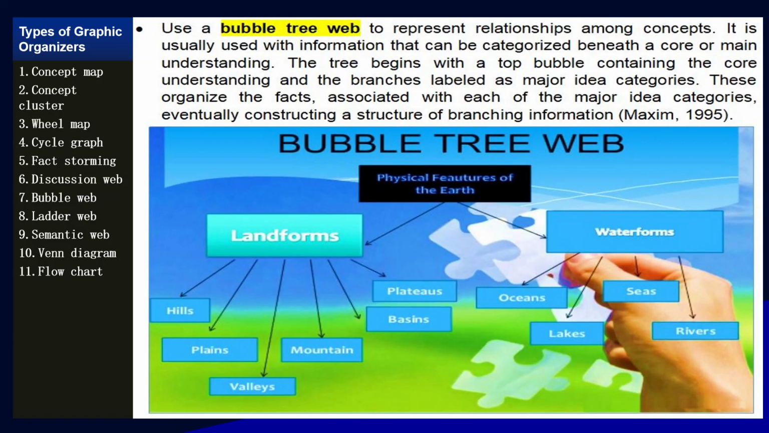Then number seven is bubble web. I'm very sorry, bubble web. So the bubble tree web is to represent relationships among concepts. Like it shows here water forms: seas, oceans, rivers, lakes; land forms: hills, mountain. But it focuses mostly on a core or a main understanding. For example, physical features of the earth, that is the core. And the bubble tree allows you to represent relationships like water forms, land forms. So I hope you understand me.